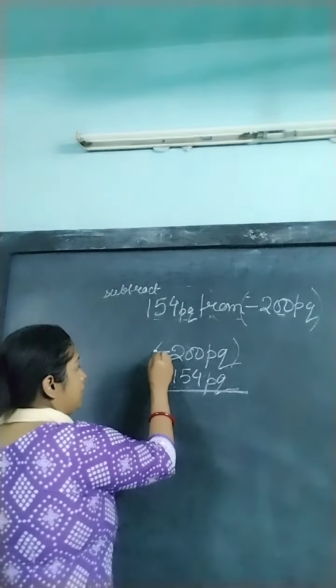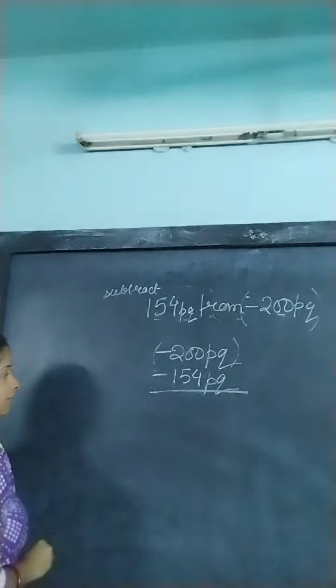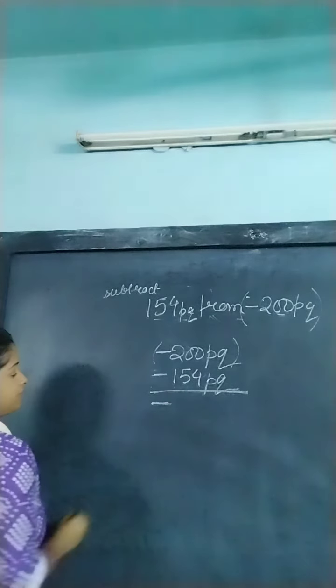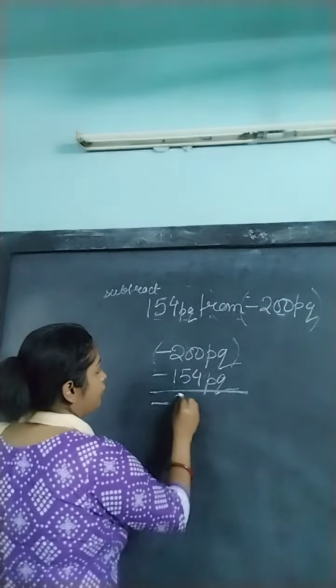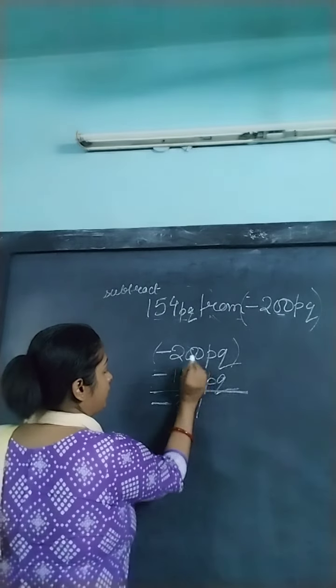Now what you will do? Both the minus will be added, and here we will again get a minus. So what we will get is minus 354 p cubed. 354 will be the answer.